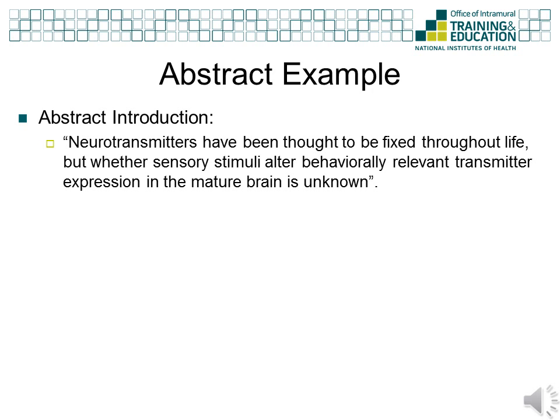Here is the abstract of the paper I previously mentioned on neurotransmitters and behavior in rats. As you will see, it is a mini paper and includes information from all the conventional research paper sections. First, the introduction. Neurotransmitters have been thought to be fixed throughout life, but whether sensory stimuli alter behaviorally relevant transmitter expression in the mature brain is unknown. Here, the authors establish the purpose and rationale of the study. Then, the abstract includes information on the methods and results.